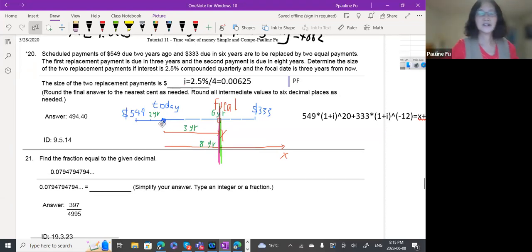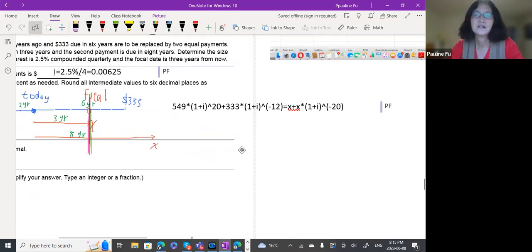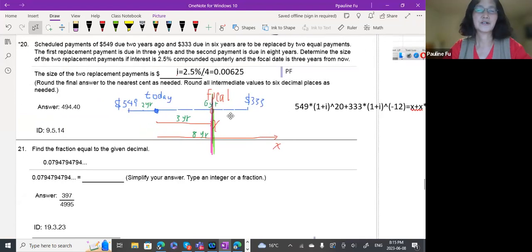Okay, questions on what is given. Oh no, the focal date is 3 years from now, it's here. So this is today. The focal date is 3 years from now. So this is the focal date. So we are asked to solve for X. So look at this diagram. This is the focal date.